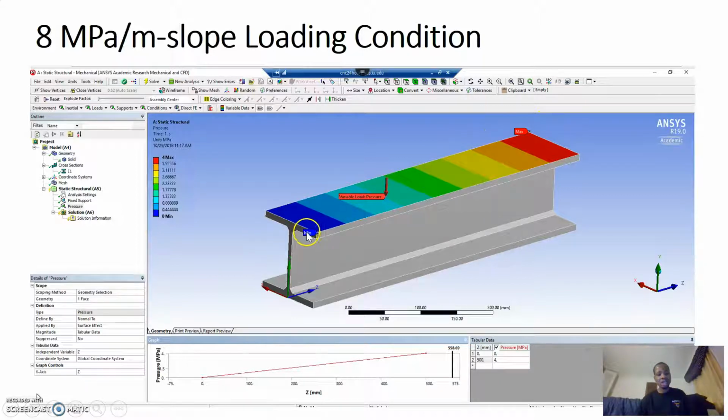The surface right here at this point is when z is equal to 0, the pressure is equal to 0, and when z is equal to 500 millimeter, the pressure is going to be 4 megapascal, simply because the slope of the pressure is going to be 8 megapascal per meter. So this is my loading condition.